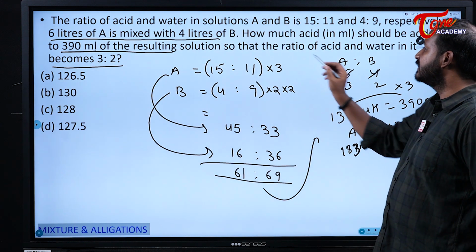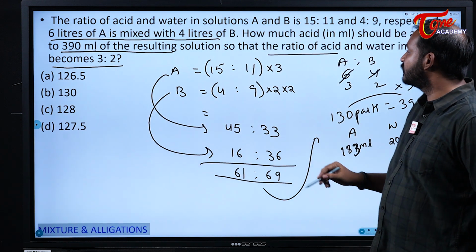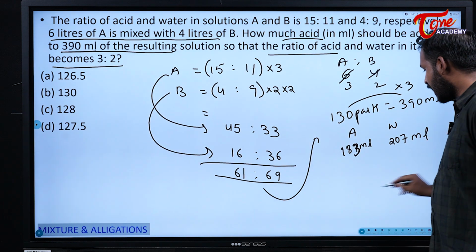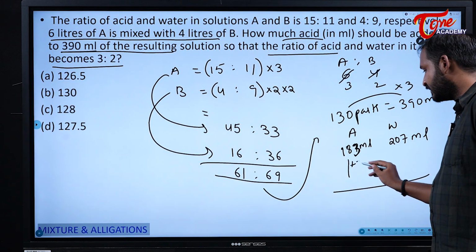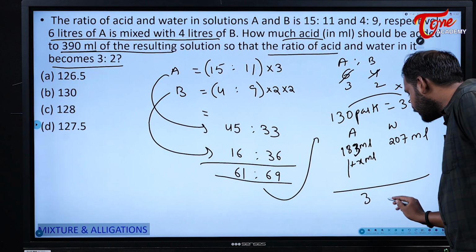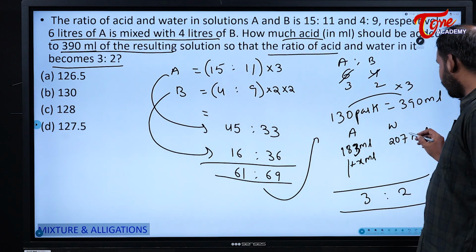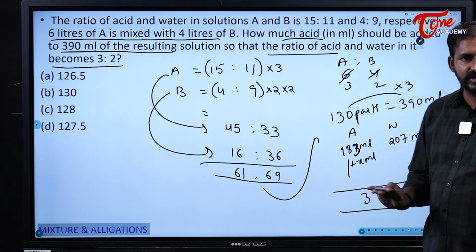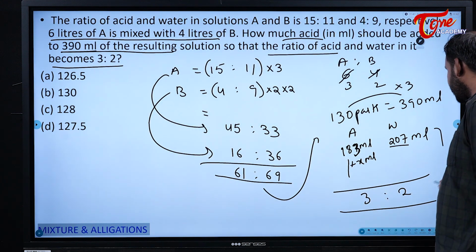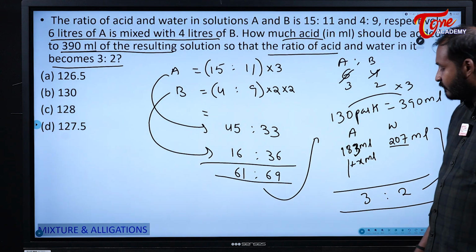Now they are asking how much acid I need to add to this solution so that the ratio becomes 3:2. Assume it as some x ml. So that my result becomes 3:2. There is no change in water, right? Water remains the same. Water is 207 ml. That means 207 ml is 2 parts, so 1 part is equal to 103.5.